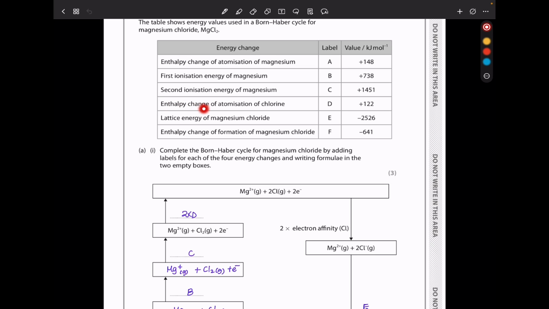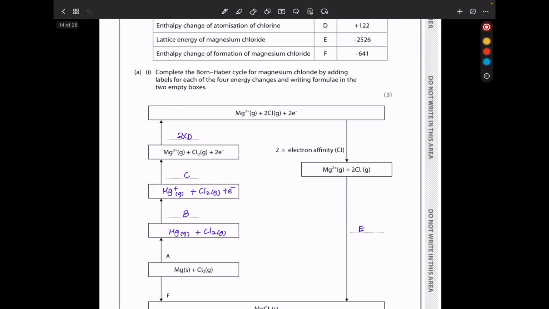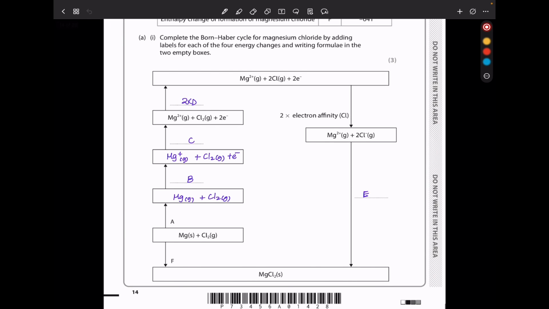Then next we go to the enthalpy change of atomization of chlorine. That is chlorine gas, Cl2 being converted into Cl. So this is going to be from here to here, so 2 times D. And then the lattice energy of magnesium chloride, which is going to be E here.